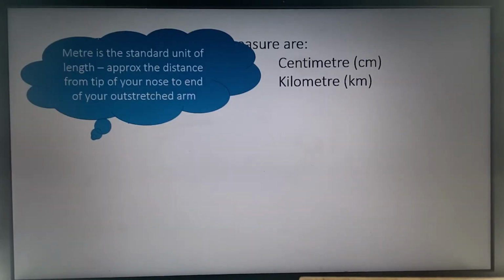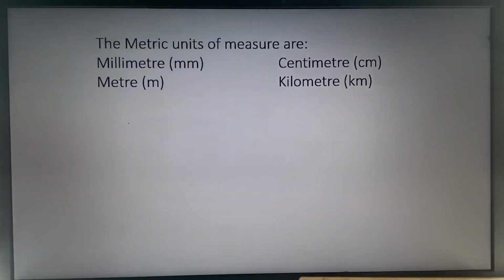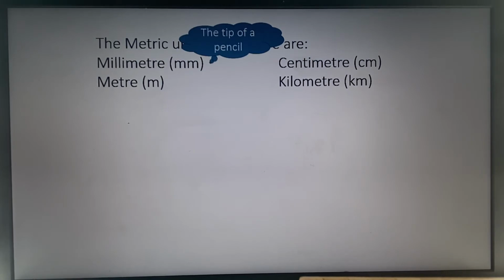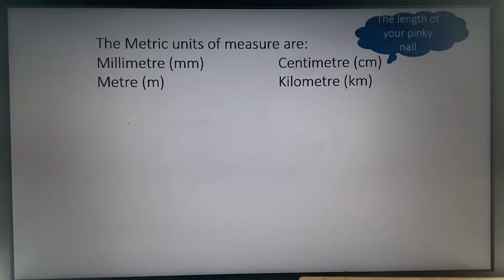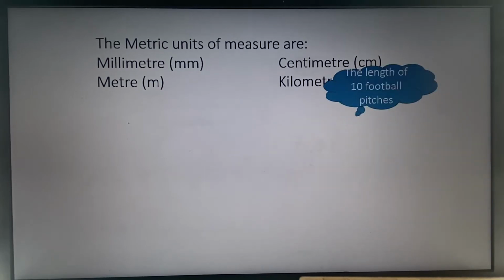A metre is our standard unit of length, so approximately the distance from the tip of your nose to the end of an outstretched arm. A millimetre, you can think of that as the tip of a pencil. A centimetre is approximately the length of your pinky nail. And a kilometre is the length of 10 football pitches. So just to give you some idea of the perspective of these lengths of measure.